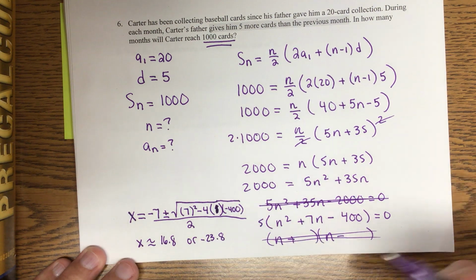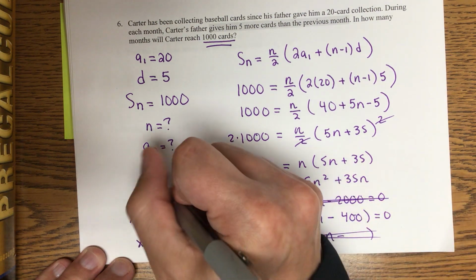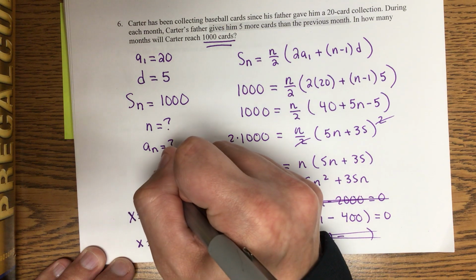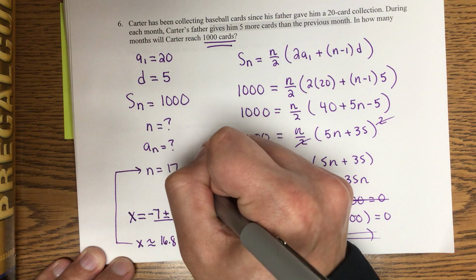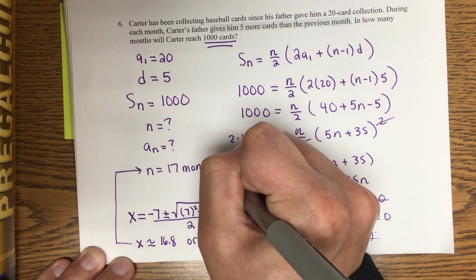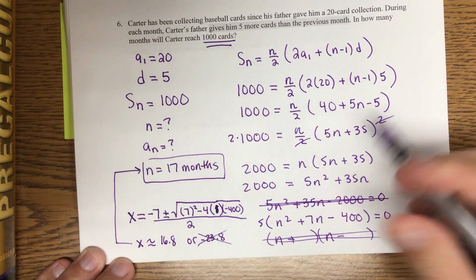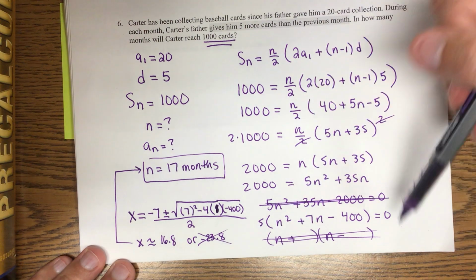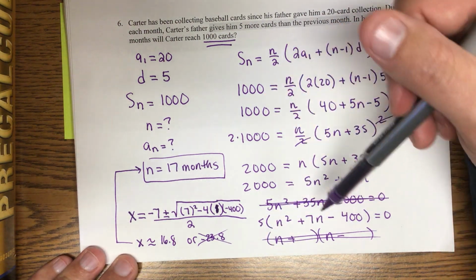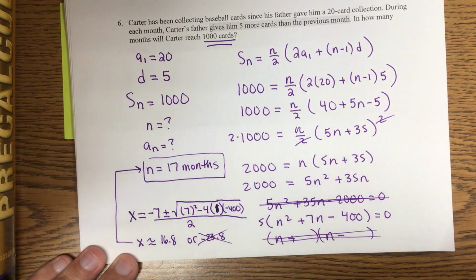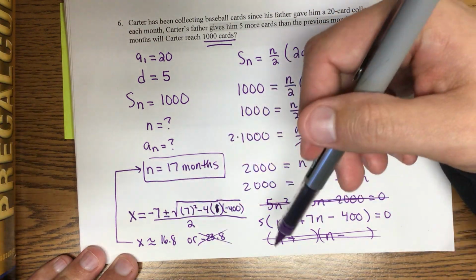And I'm talking about time here, so I'm going to ignore the negative answer. And if I round 16.8 up, it's going to take about 17 months to get 1,000 cards in total. So this problem would have been a lot better if it had factored, right? I didn't even see that coming until the very end. So if I had been able to factor it, I wouldn't have to worry about quadratic formula.